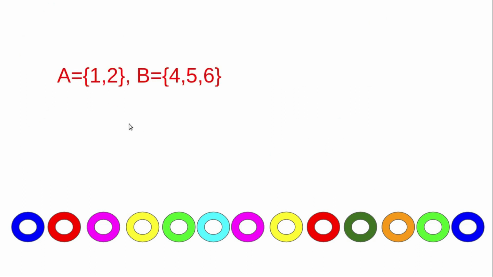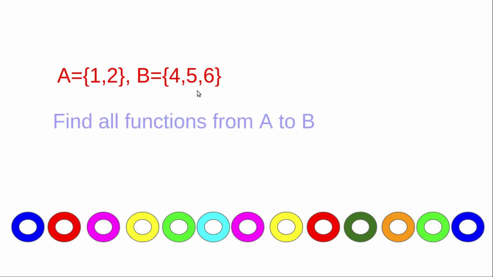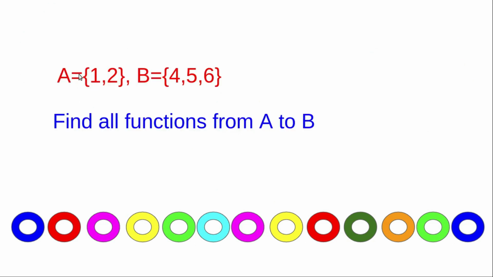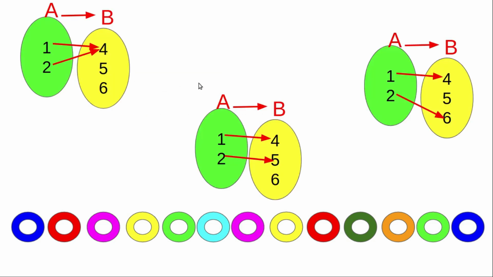Now second one, let A equal to set 1, 2, B equal to set 4, 5, 6. Here also find all functions from A to B. Here n of A is 2, n of B is 3. Now here these are functions from A to B. 1 to 4, 2 to 4, 1 to 4, 2 to 5, 1 to 4, 2 to 6.